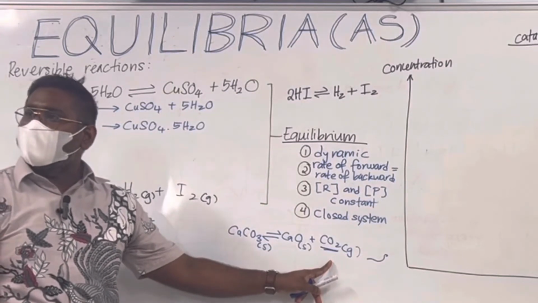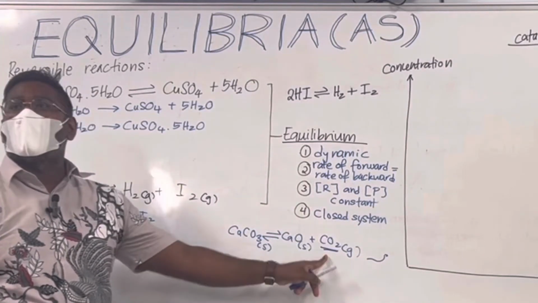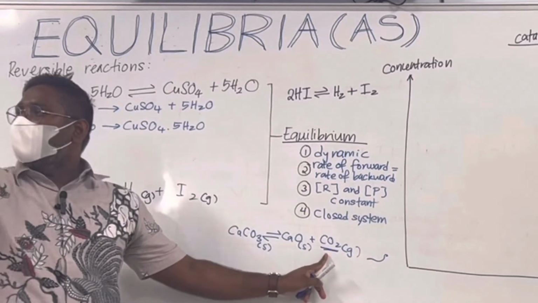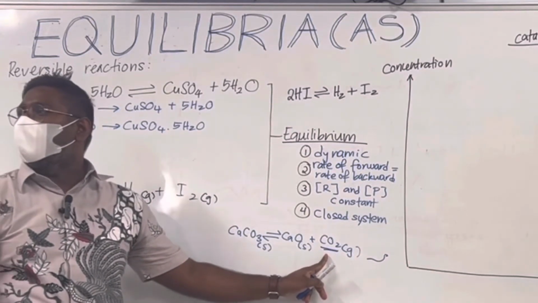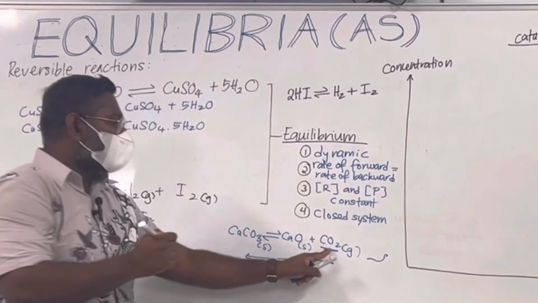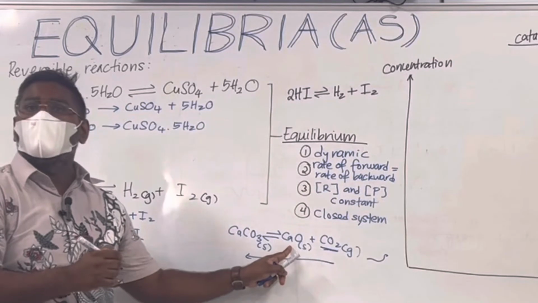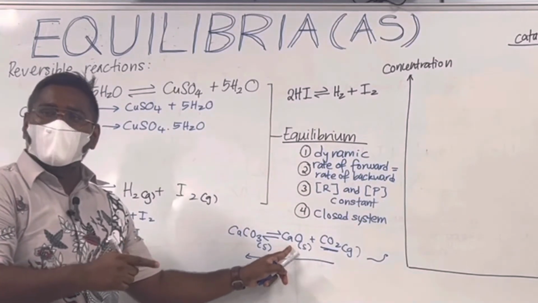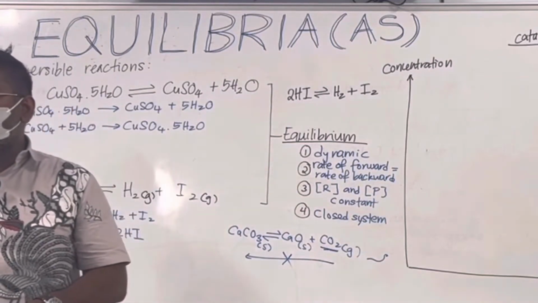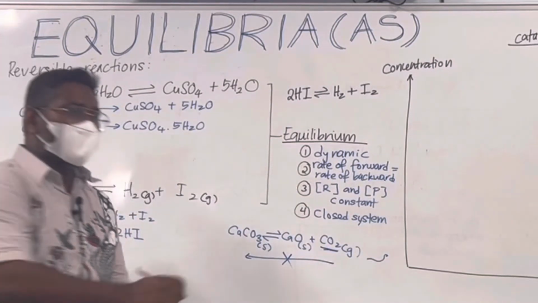The backward reaction is supposed to be calcium oxide plus carbon dioxide to give you this. But carbon dioxide is actually going out. There is no carbon dioxide. So the backward reaction, which is supposed to be carbon dioxide plus calcium oxide to give you this, is not happening.